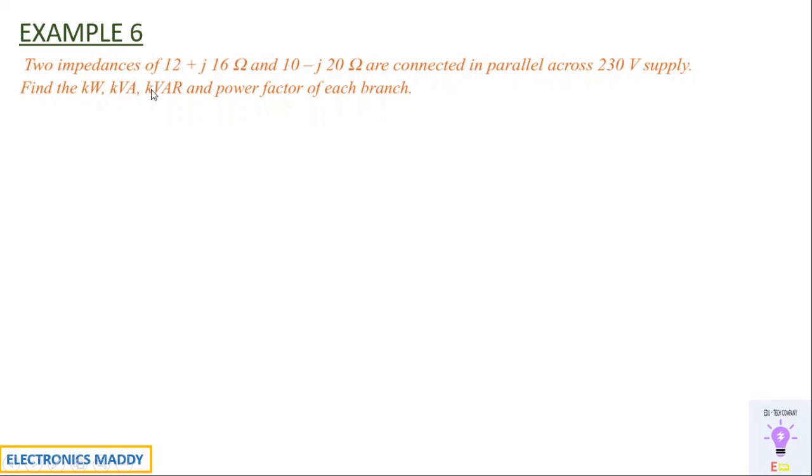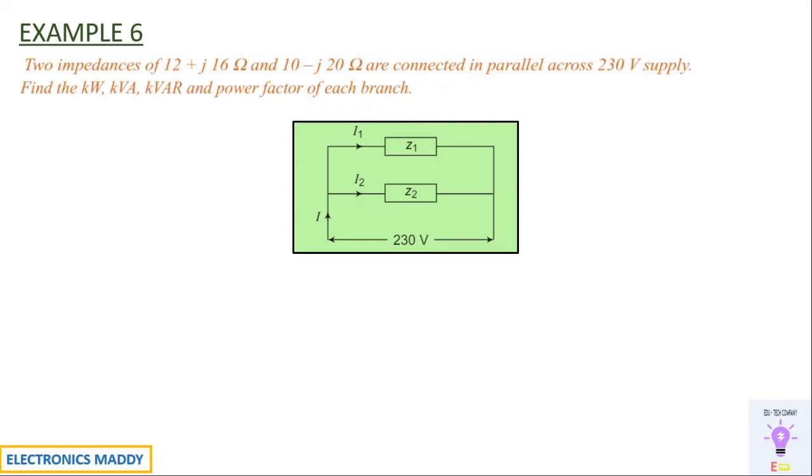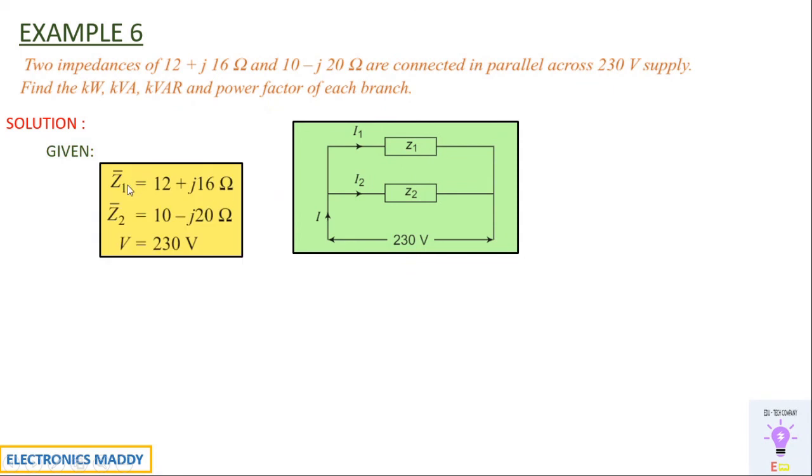Find kilowatt, kVA, kVAR and power factor. Kilowatt is nothing but the active power, kVA is the apparent power, kVAR is the reactive power. So we will be proceeding with the problem. We'll be representing the circuit diagram, that is Z1 and Z2 connected in parallel, and we will be writing the given data in the first place. Z1 bar is given, Z2 bar is given, V is given.